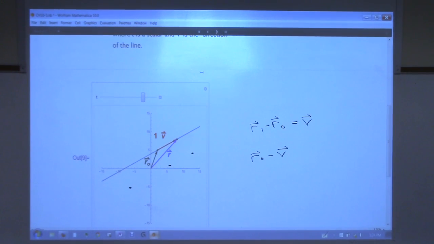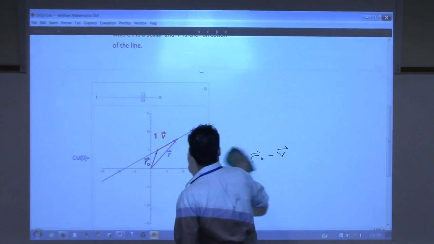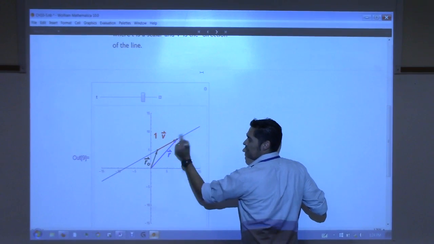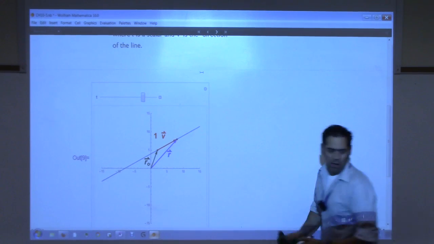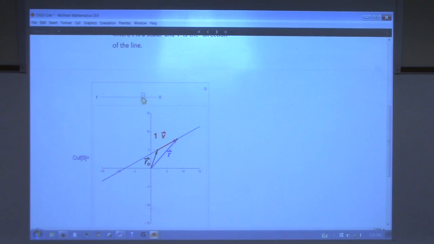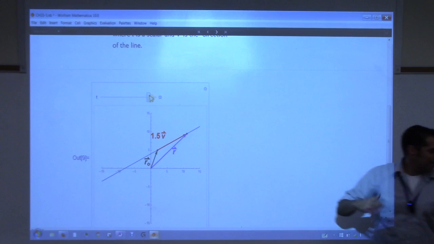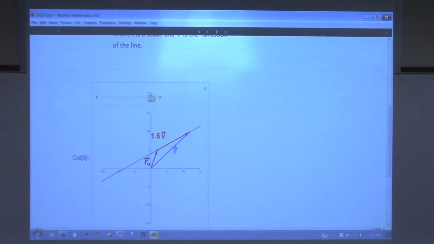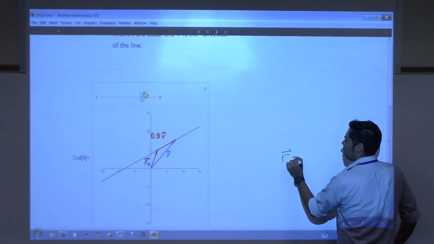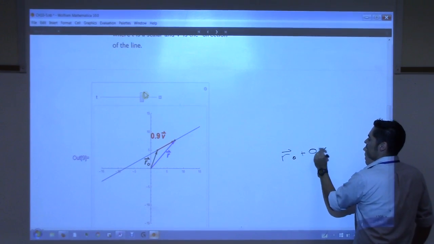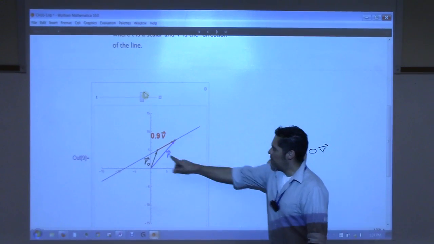In fact, if I were to imagine taking r naught, which is this black vector, and here's v, so that's v. I add them together, I get this vector r. I can scale v. So notice I'm scaling v, and I have a number in front here, 1.5. So this is 1.5 v. If I take all the different multiples of v, then I should be able to get a nice continuous line, shouldn't I? All the different values in front of v, including 0. Because what would happen if I took r naught and I added to it 0v? I would just be right there at r naught, right?